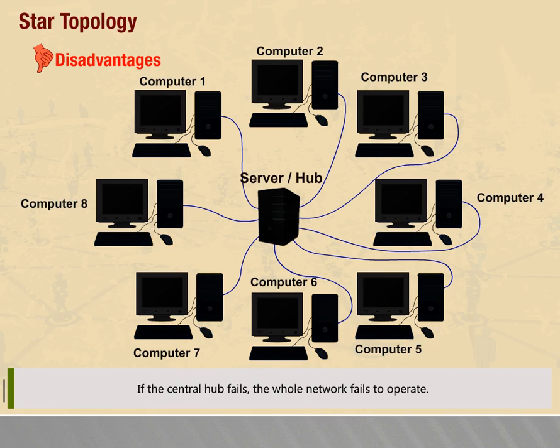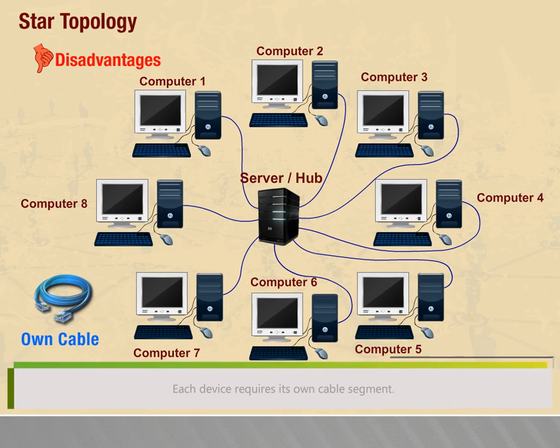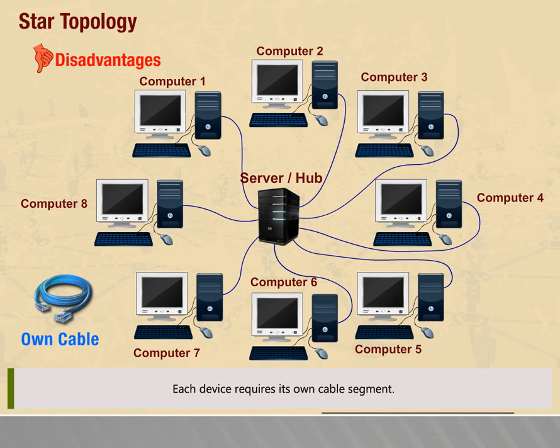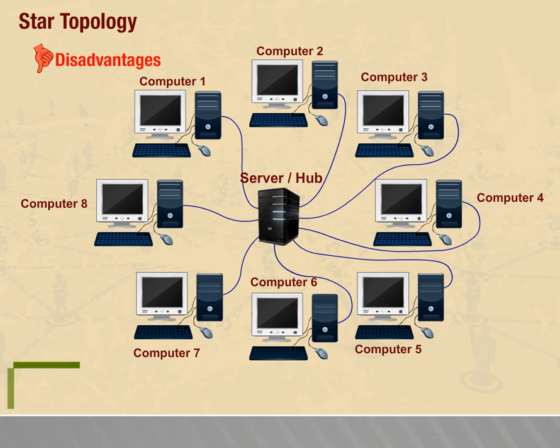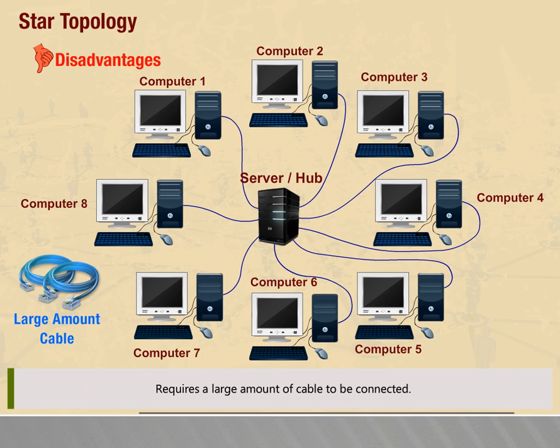Disadvantages: if the central hub fails, the whole network fails to operate. Each device requires its own cable segment. Requires a large amount of cable to be connected.